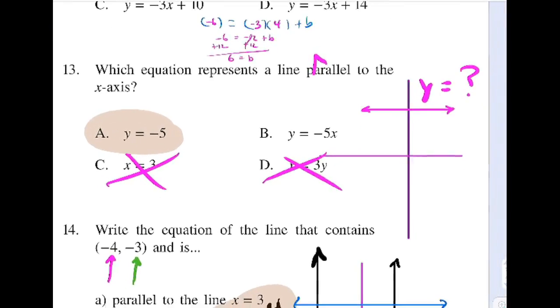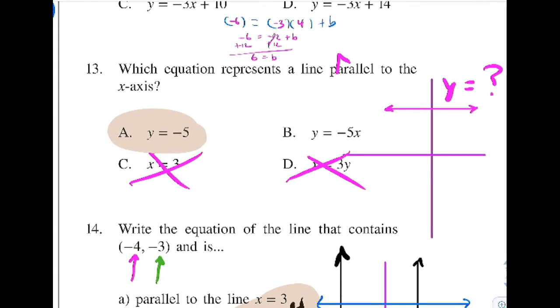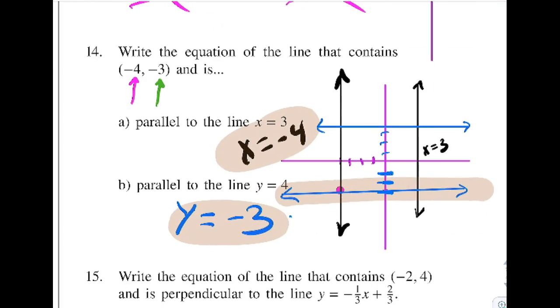13 and 14, each class went over them. A line parallel to the x-axis is always going to be horizontal, so it has to be cutting through the y, and this is the only one that has no slope. 14, both classes did that as well. We went over that in detail at the end of all 3 classes today.